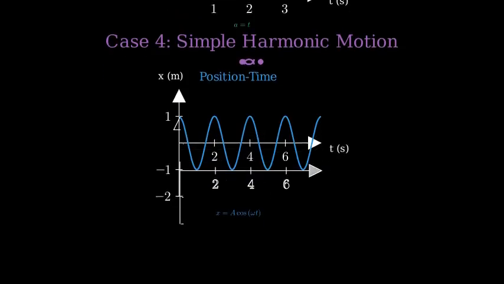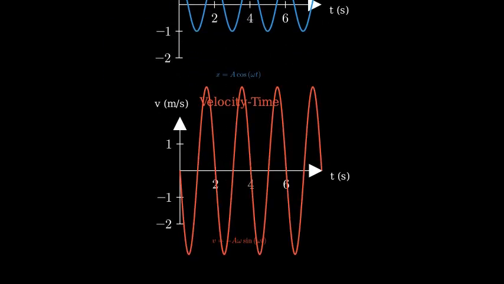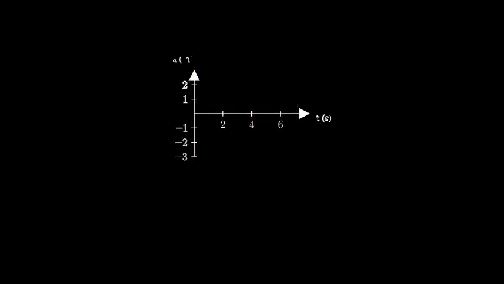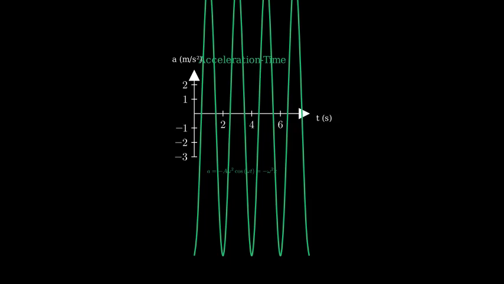In the velocity-time graph, we also see a sine or cosine wave, but it's shifted by 1/4 of a cycle. When position is at its maximum, velocity is zero, and when position is zero, velocity is at its maximum. In the acceleration-time graph, we again see a sine or cosine wave, but it's shifted by half a cycle from the position graph. This shows that acceleration is always directed toward the equilibrium position.